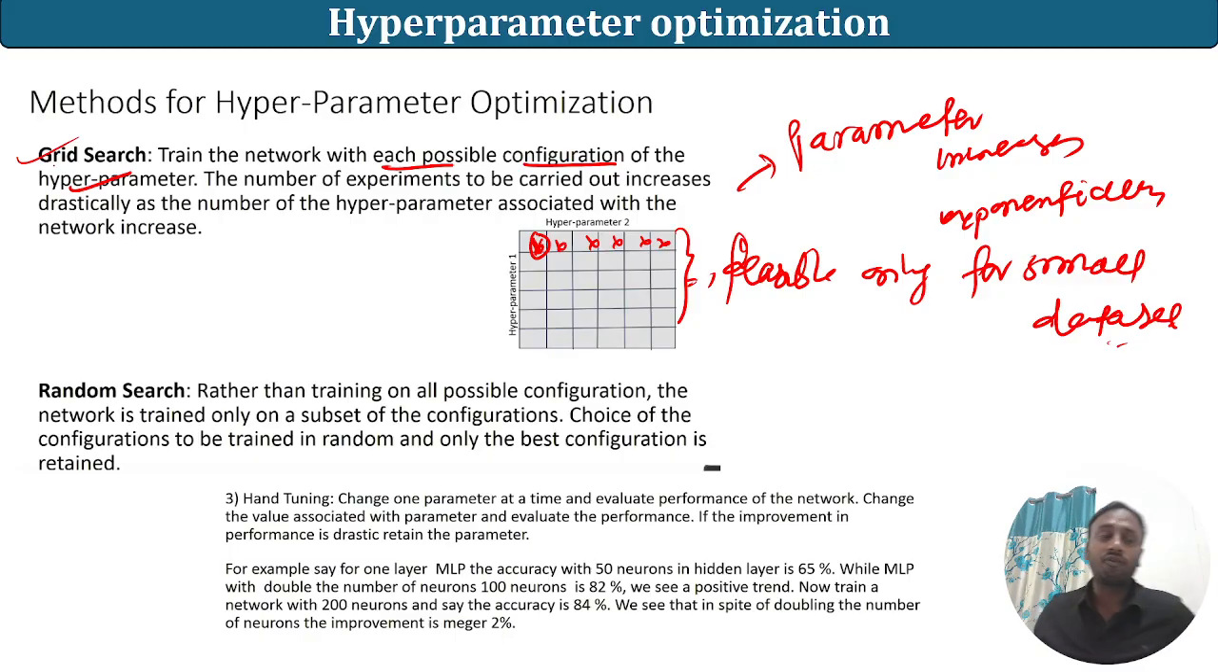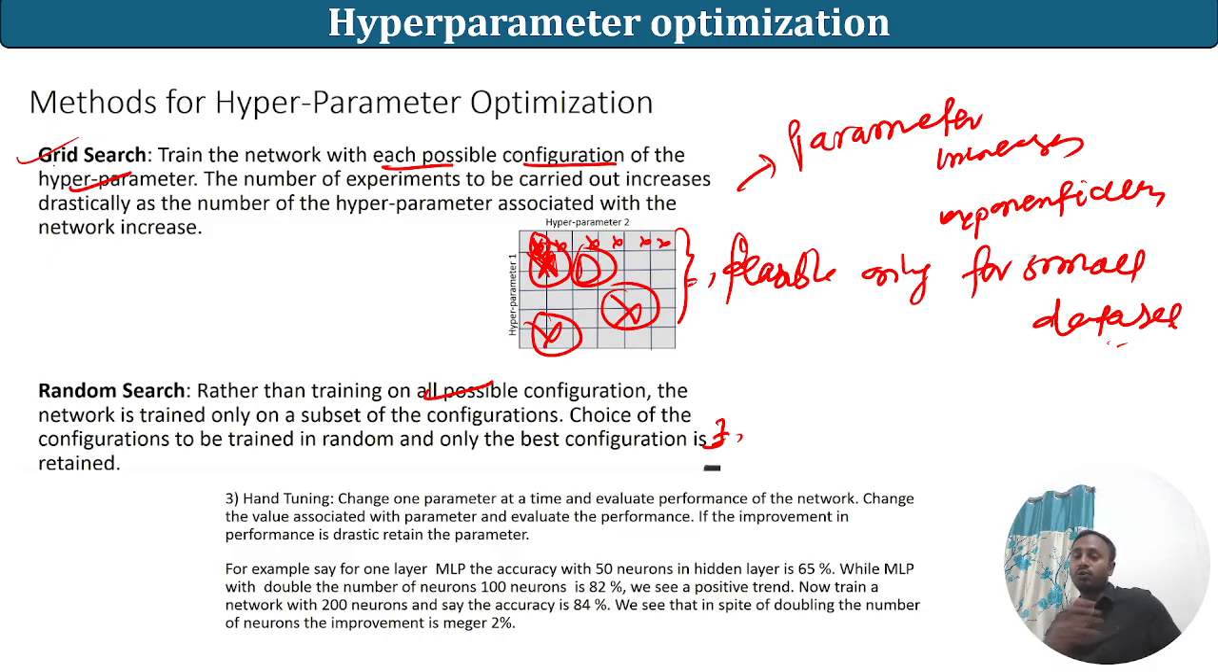The second one we have is random search. Rather than training all possible configurations, we train the network on only a subset. Let's say I go for the first one; there's a chance we'll get this subset, and it might have the same properties. So we'll go on only a few, choose the configurations to be trained randomly, and only the best configuration is retained. They do it randomly, and then we select.